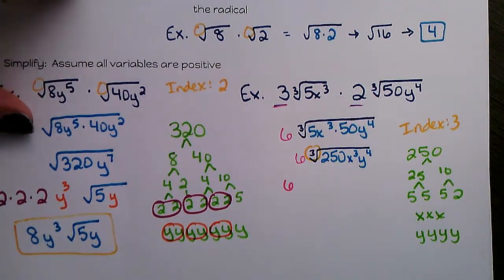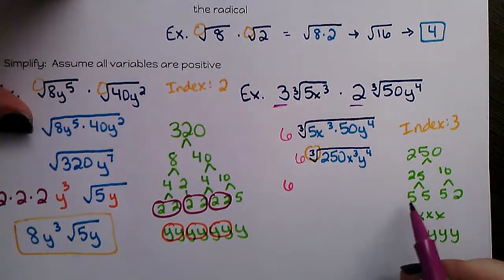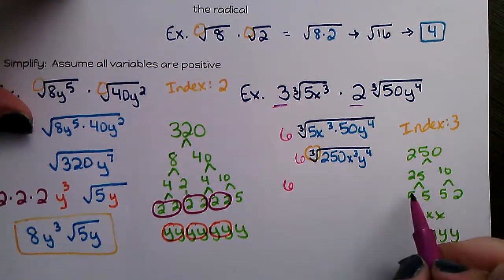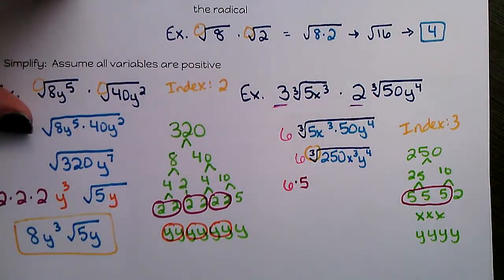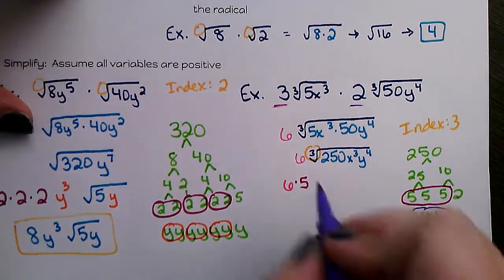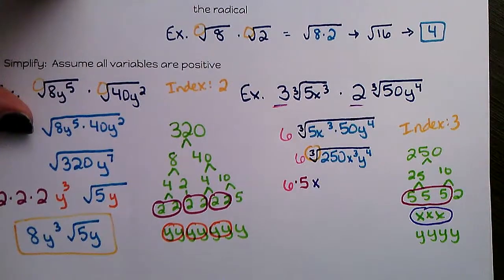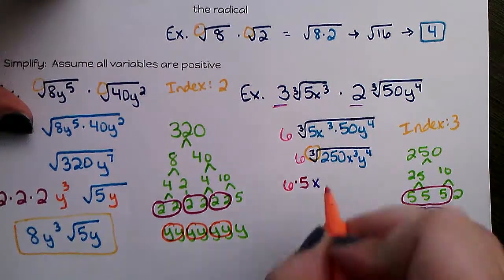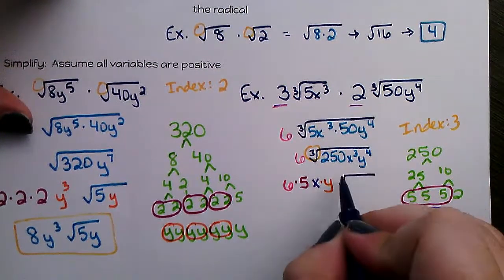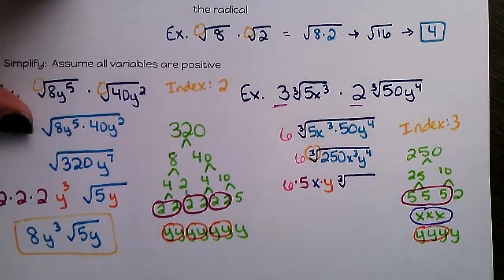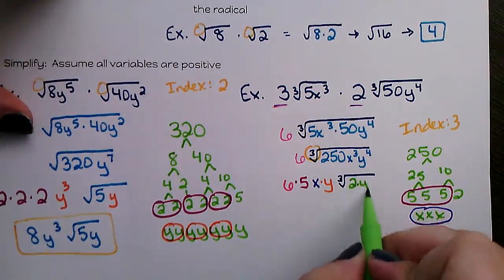So now I need to circle the stuff that I can circle. So if I look at my numbers, remember your index is 3, so I need a set of 3. There's 3 5s, so that can go on the outside. Looking now at my x's, it looks like there are 3 x's, so I have one group of x's to put out there. And the y's, I have 3 y's, so one group of y's to put out there. Now I have to put the stuff that didn't escape the radical, so the stuff that was not in a group. So there's a 2. No x's and 1 y, so 2y.